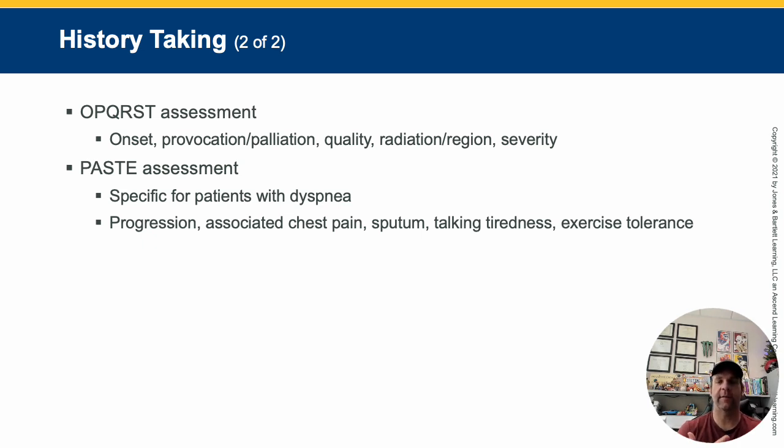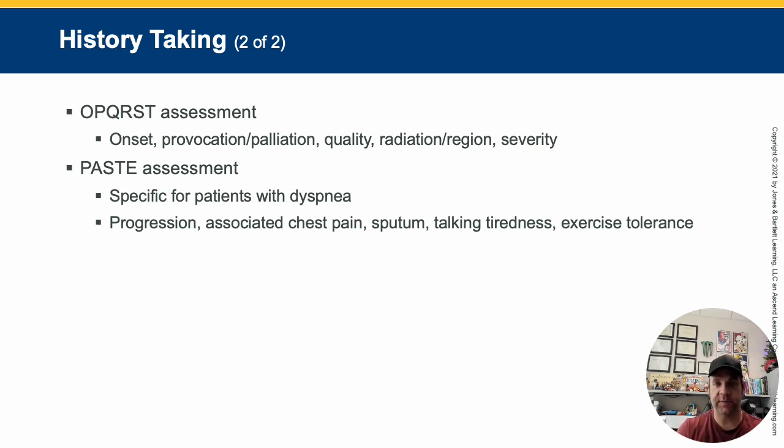The quality: how the patient describes the breathing problem. Is it tight, sharp, suffocating? Region and radiation: is the discomfort localized in the chest? Does it radiate anywhere? Severity on a scale of 0 to 10, 0 being you can breathe perfectly fine, 10 being you can't breathe at all. How would you rate it? And then time: has the condition changed or worsened over time? And then get a specific time when it started.